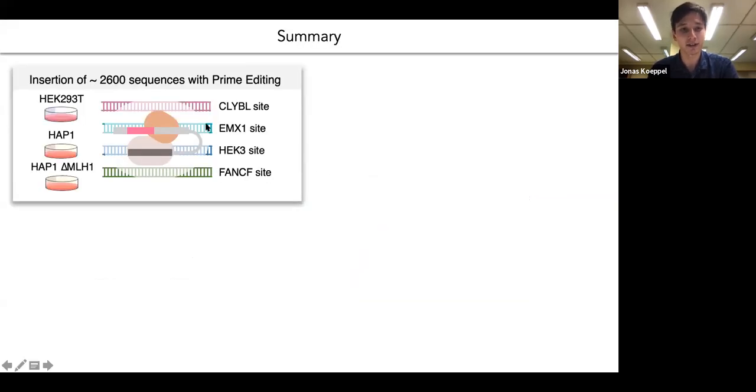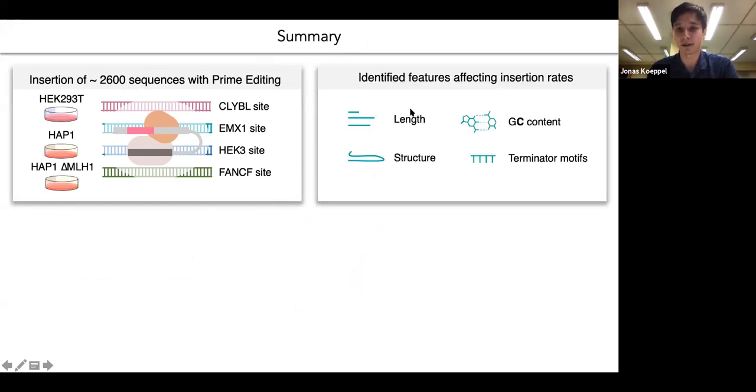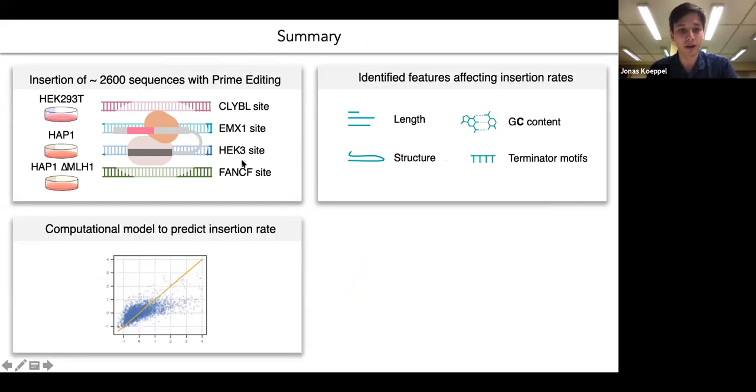And with that, the final summary: we did a screen of around 2,600 sequences with prime editing into 4 target sites and in 3 different cell lines. We found that length, GC content, specifically C content, the structure and terminator motifs matter for insertion efficiency. And we could put those into a model that predicts insertion rate reasonably well.